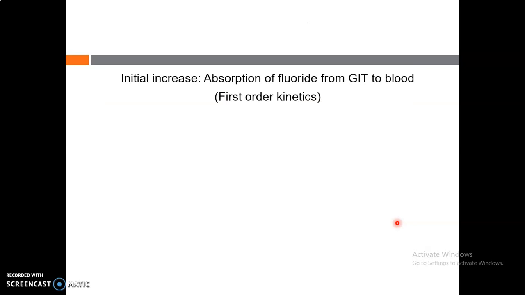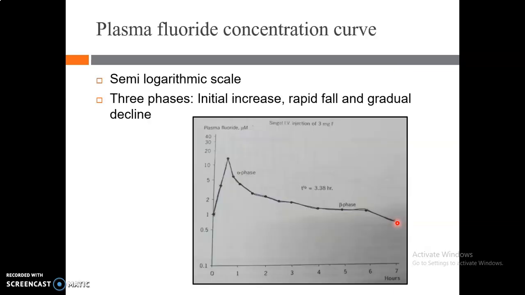The initial increase is mainly because of the absorption of fluoride from the GIT. Earlier it was told the stomach and intestine are the sites where it is absorbed, and this follows the first order kinetics. Next comes the alpha phase. So this is the alpha phase, and then you have the beta phase.